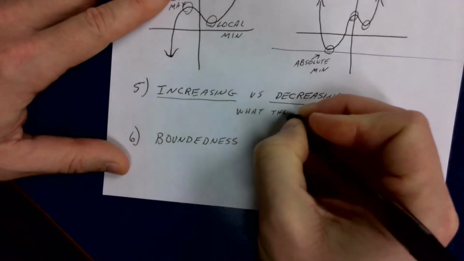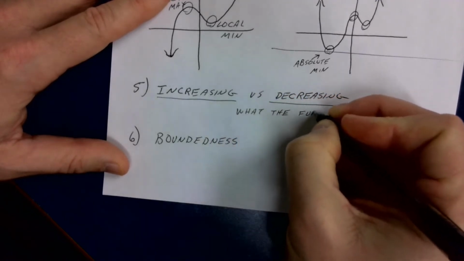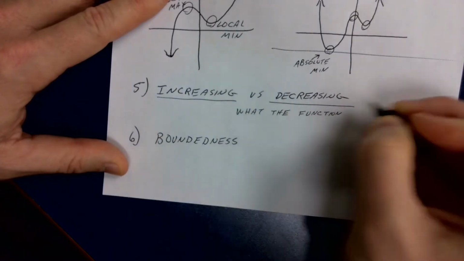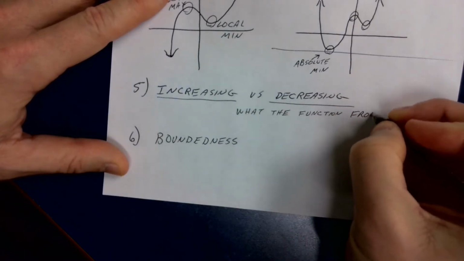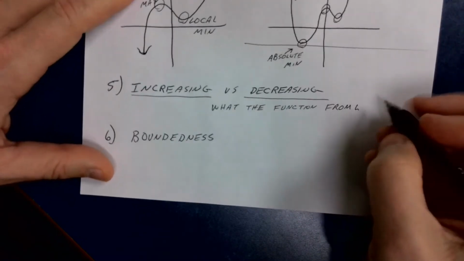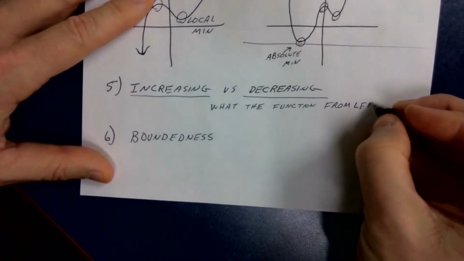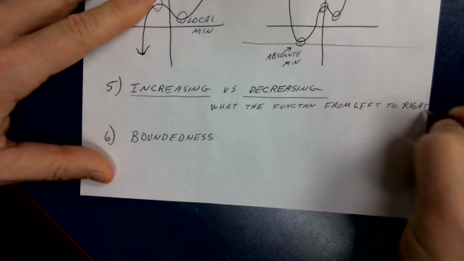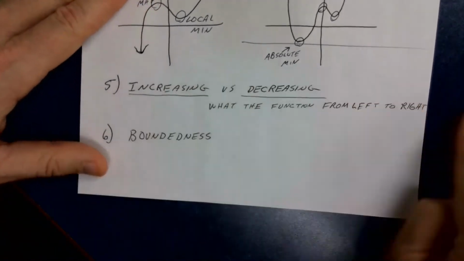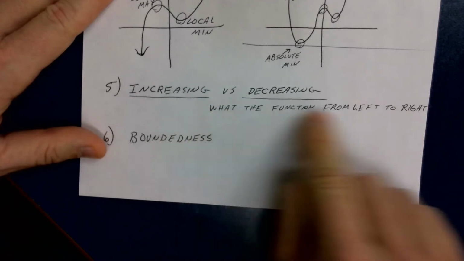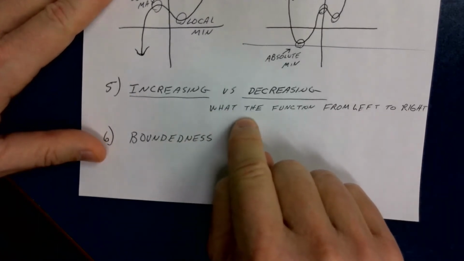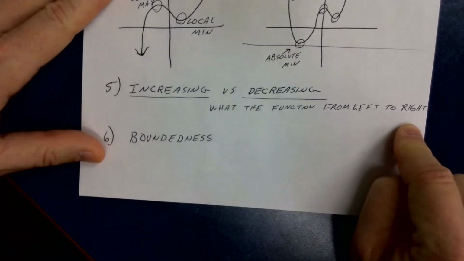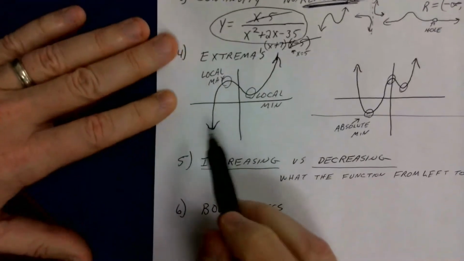What the function does from left to right. Okay, so we're going to look at the x's. We're going to look at the x's. So what is the function doing as we're moving from negative infinity, x's to the left, to positive infinity, x's to the right. So let me do this one right here.